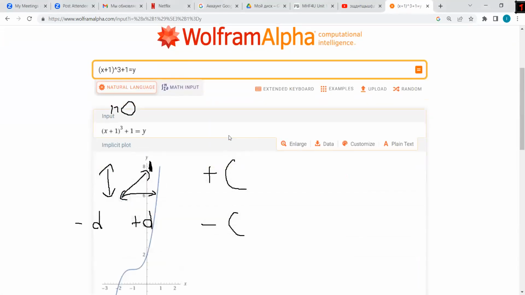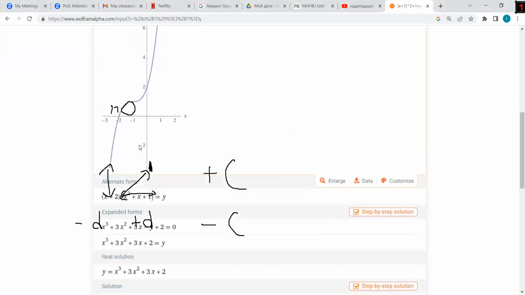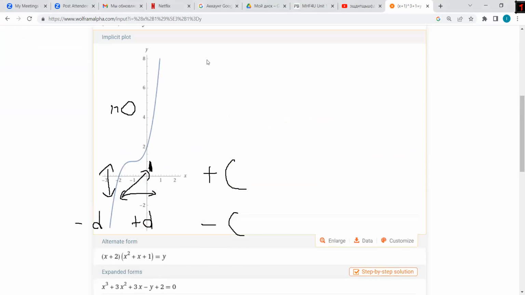And we look at our graph, and in fact, instead of moving 1 unit to the right and 1 unit up, we now move 1 unit to the left and 1 unit up. Okay, I hope it is clear.